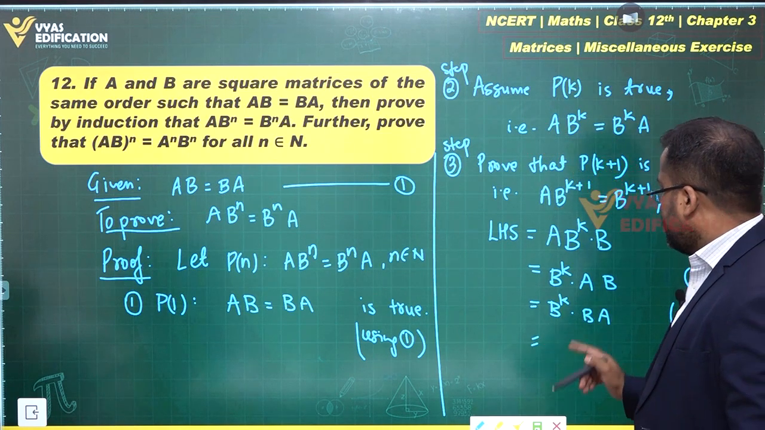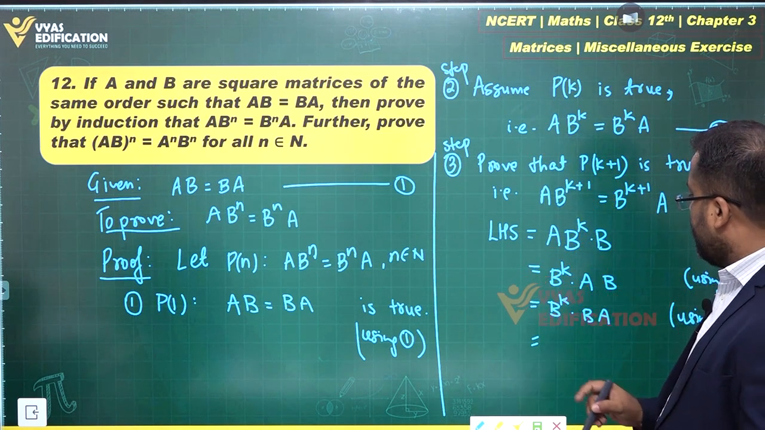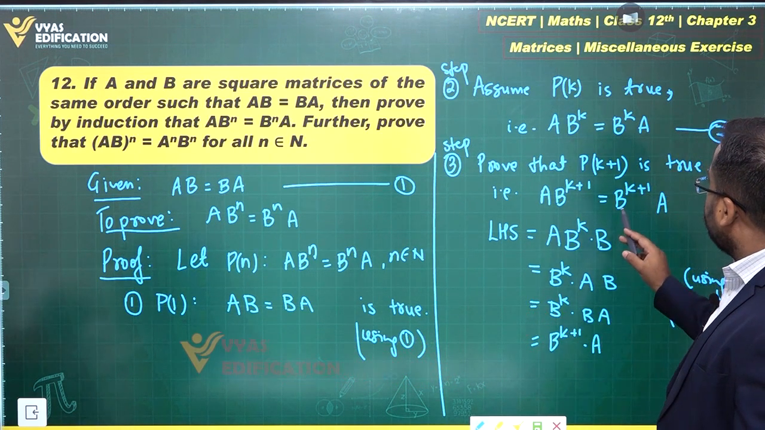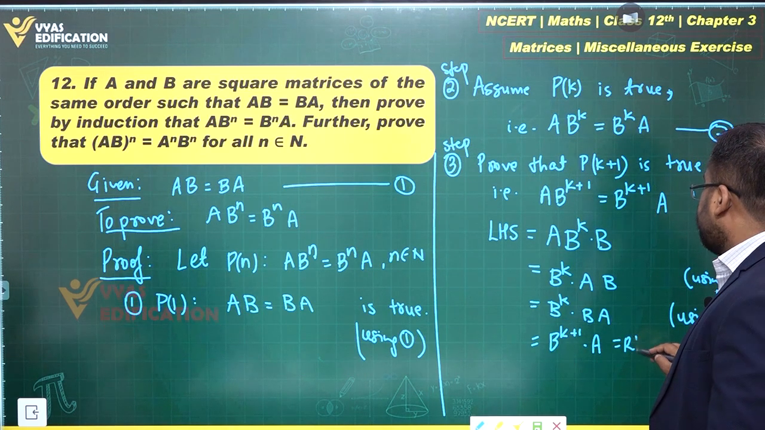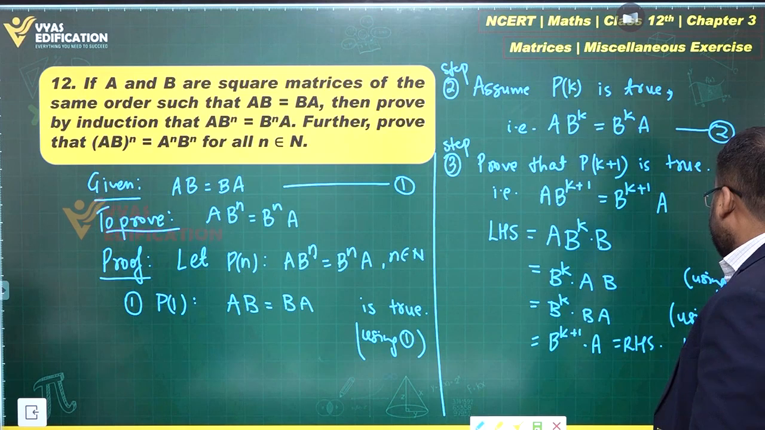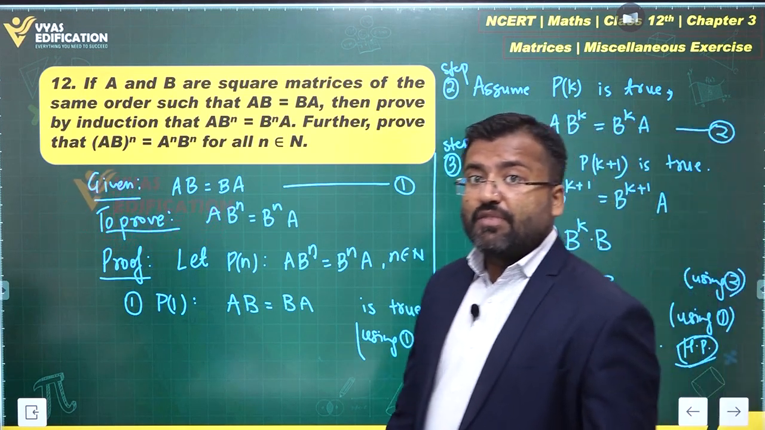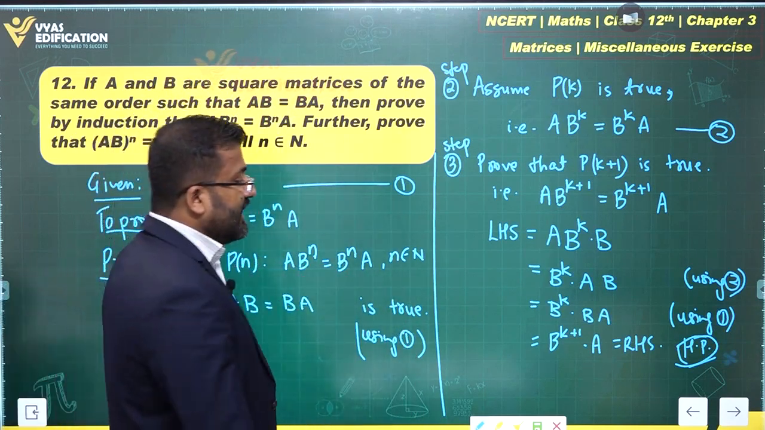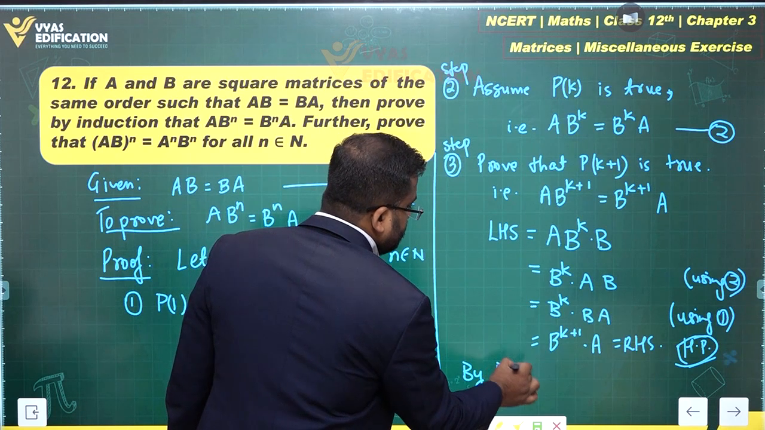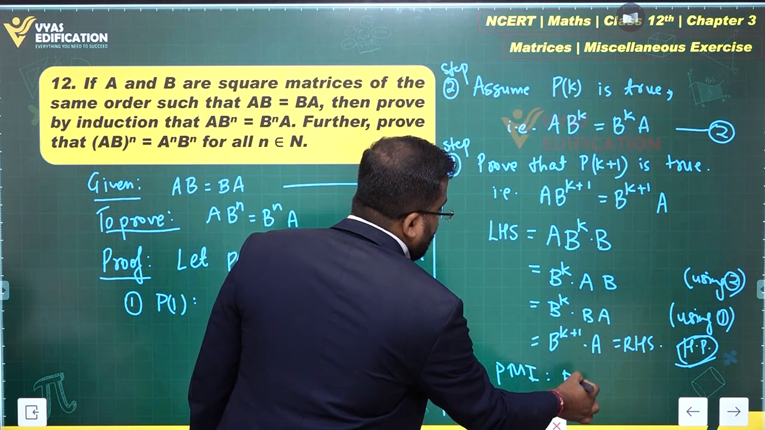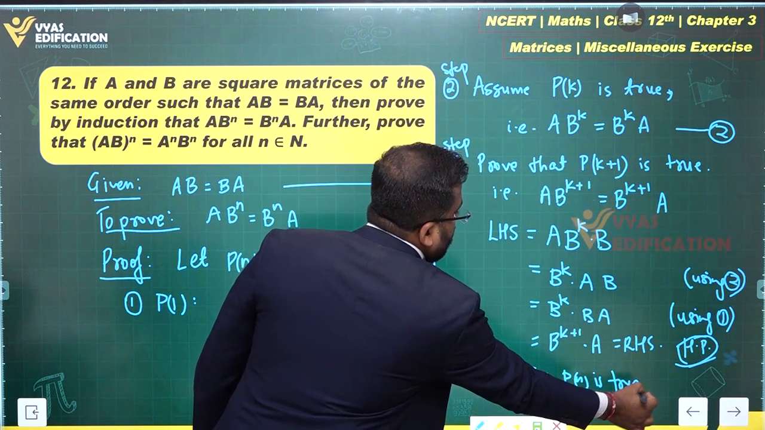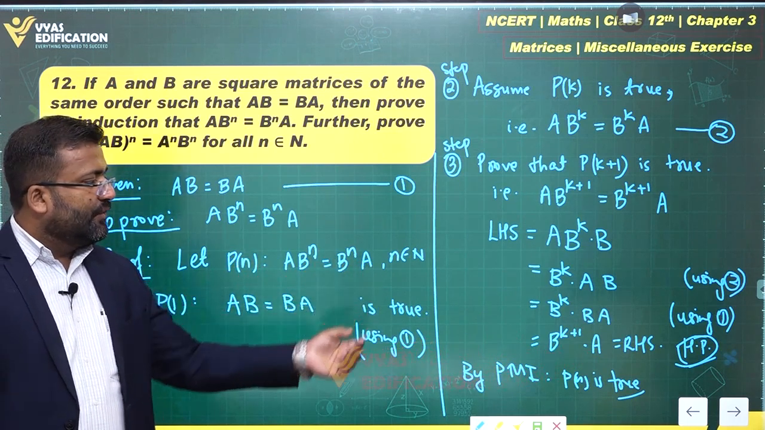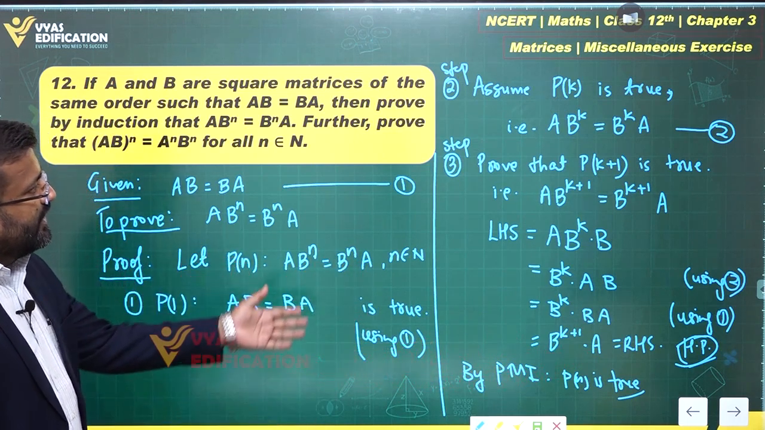What else? This is okay. A power k times A times B power k times B, and A power k times A is A power k plus 1, and B power k times B is B power k plus 1. Now this is what we wanted on the RHS. Hence proved Pk plus 1 is true. So since steps 1, 2 and 3 are done, by the principle of mathematical induction we can say that Pn is true, and that's what we wanted to prove. Pn is true means this is true for n belonging to natural numbers. That's what we have proved over here.